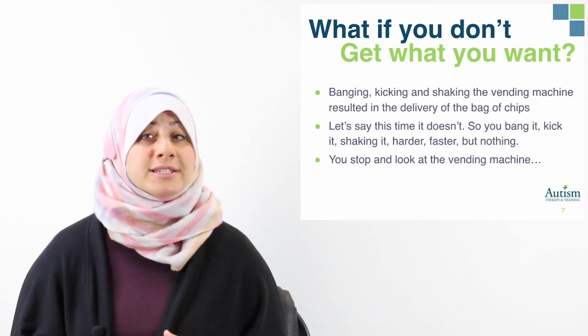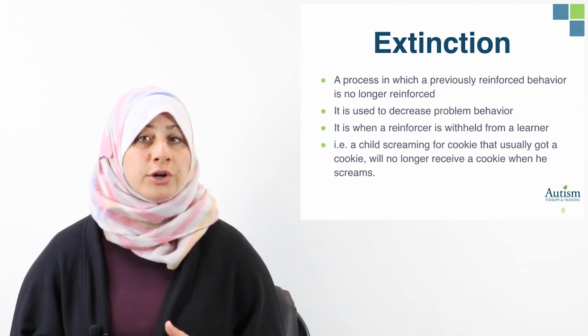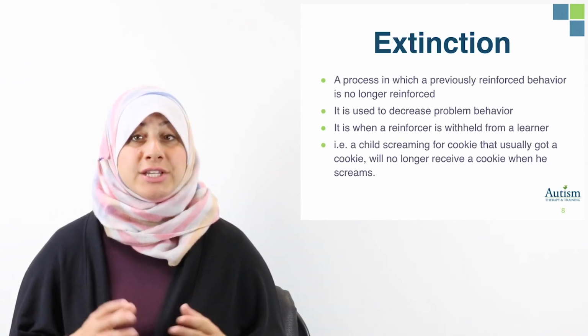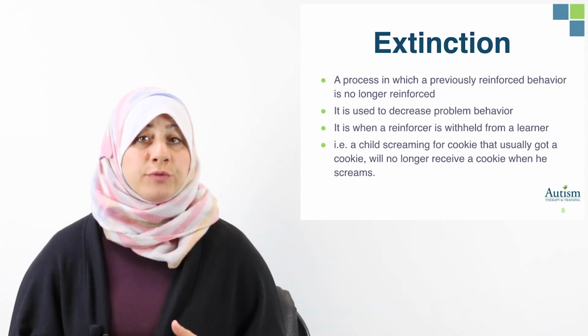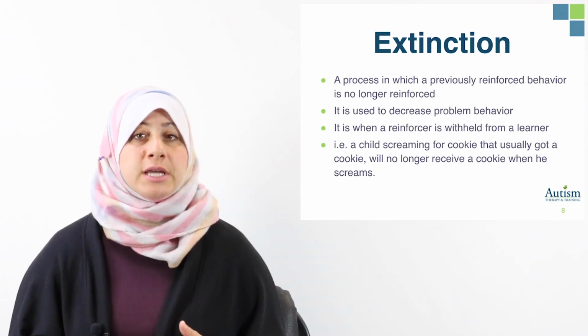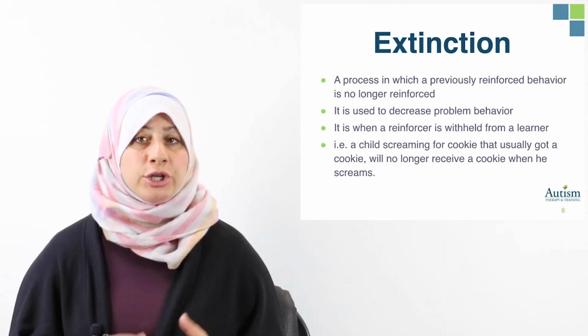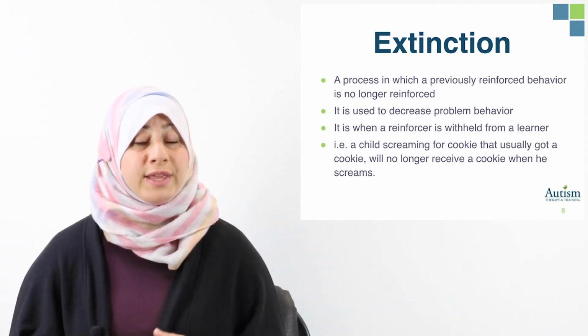Extinction is a process in which a previously reinforced behavior is no longer reinforced. It is used to decrease a problem behavior. It is when a reinforcer is withheld from a learner. For instance, a child screaming for a cookie that usually got a cookie will no longer receive a cookie when they scream.